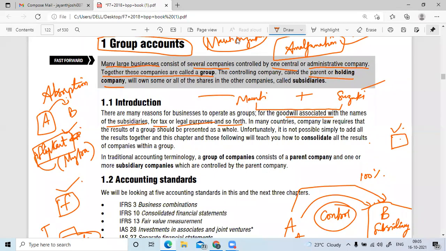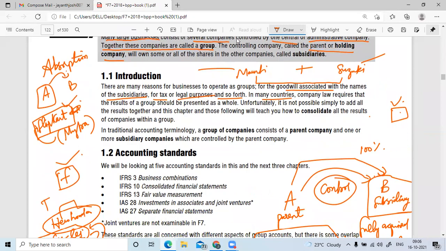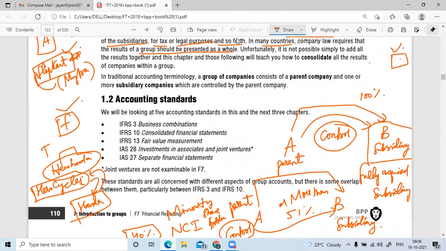Now, in many countries, company law requires that the results of a group should be presented as a whole. As Mr. Srinivas said, wholly owned subsidiary, he was using some terminology. Yes, that's absolutely right. Unfortunately, it is not possible simply to add all the results together, and this chapter and those following will teach you. In this chapter we will be dealing with consolidation.